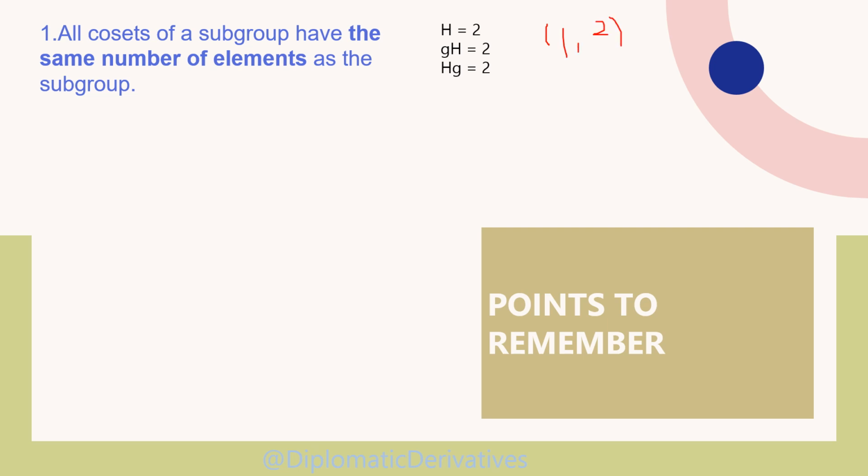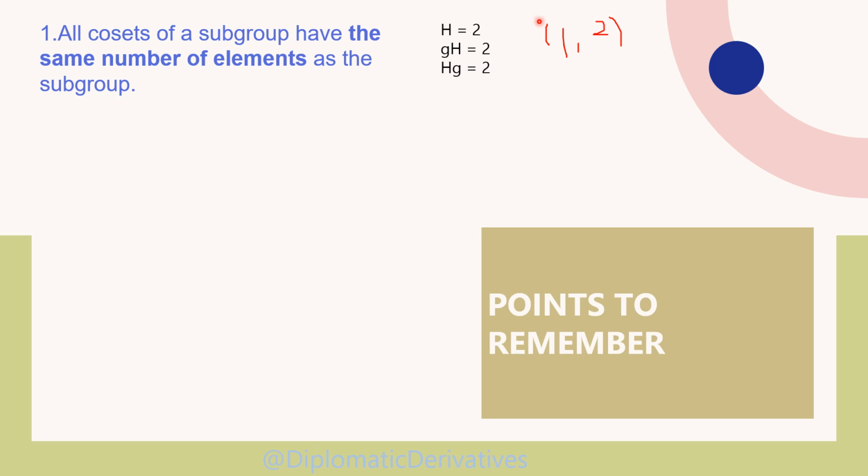So this is a subgroup H. It has 2 elements. Therefore, when you perform the operation, let's suppose you're doing it from the left, the left coset that you get will also have 2 elements. How? Because if you take an element from G, let's suppose you are taking 1.